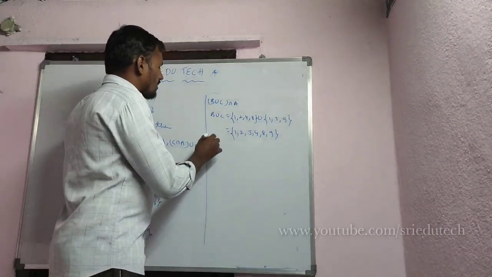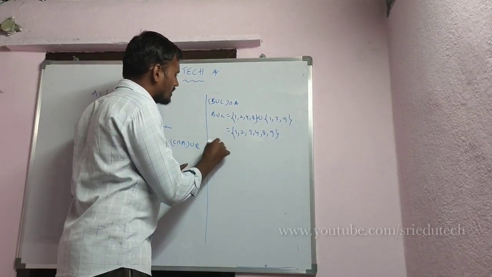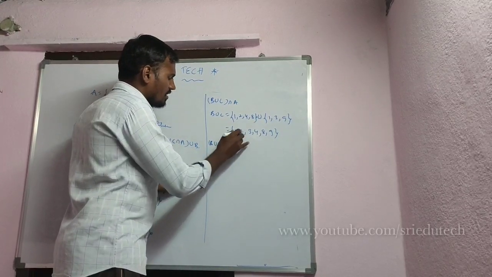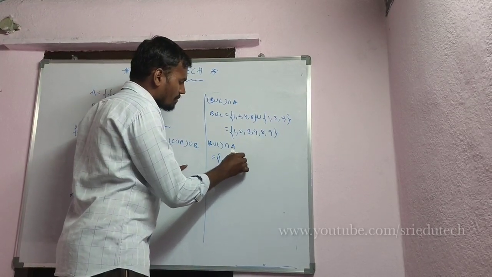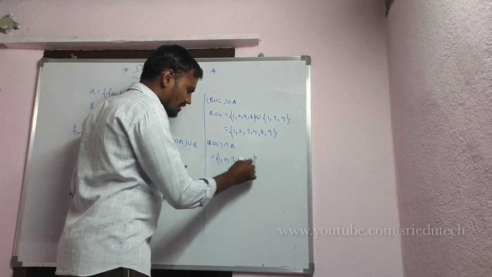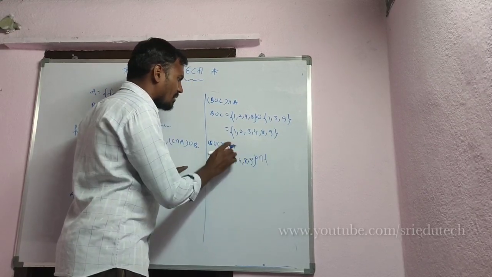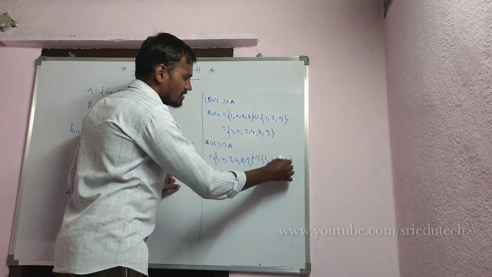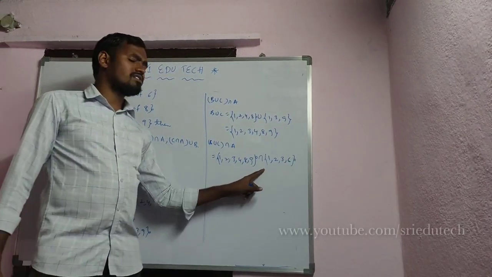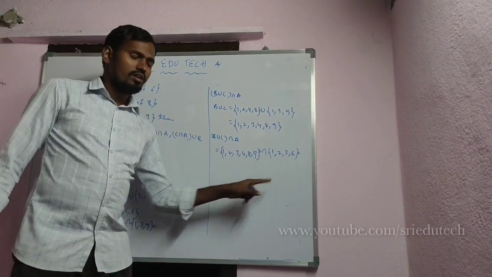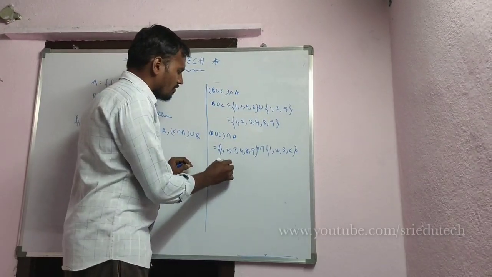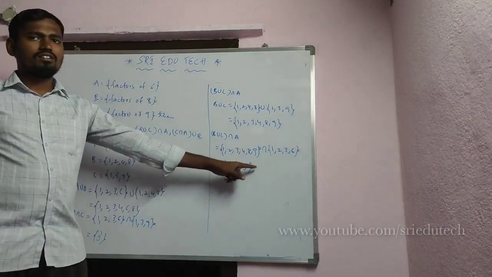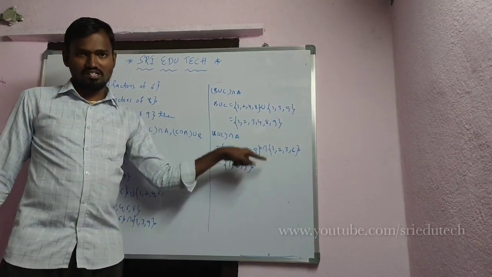Okay? Next, B union C of intersection A. What is B union C? 1, 2, 3, 4, 8, 9 intersection A means what? 1, 2, 3, 6. Intersection means which is common in both sets. See, which is common? 1, 2, 3. This is B union C of intersection A.